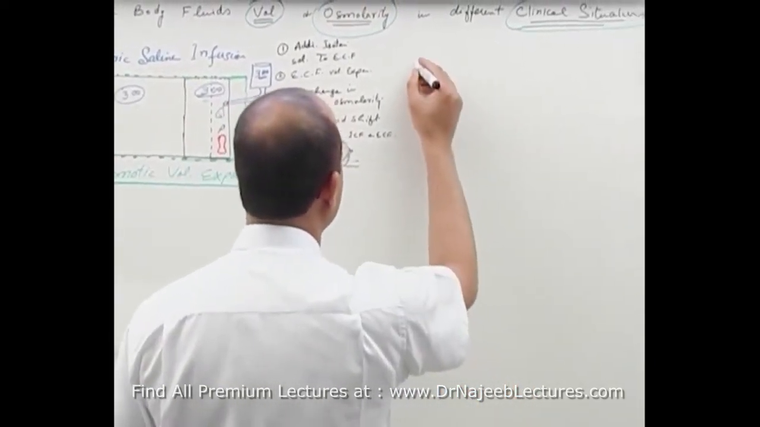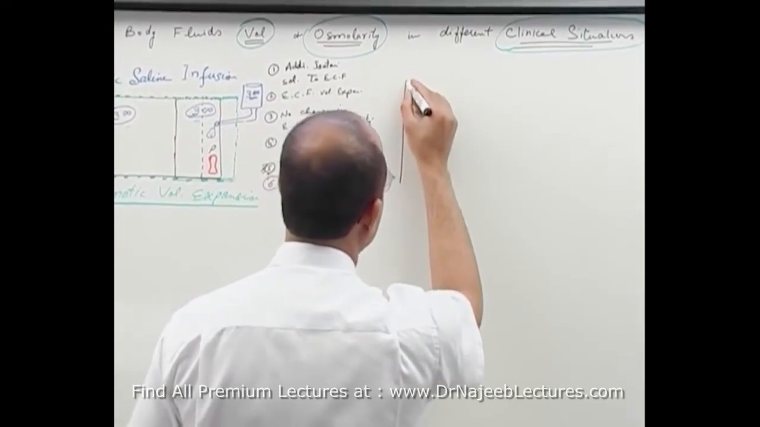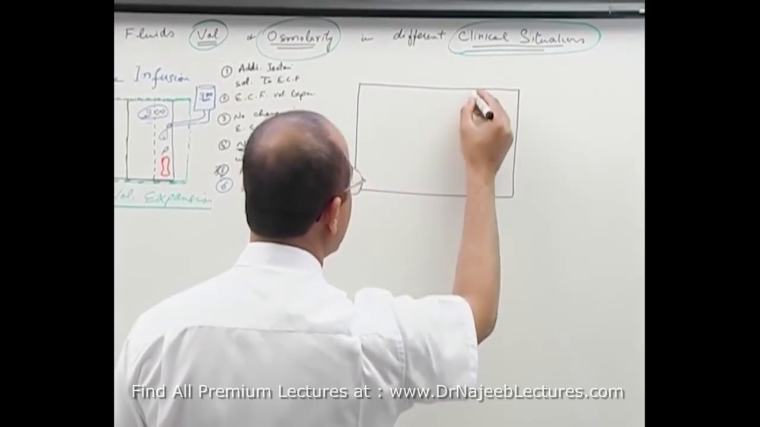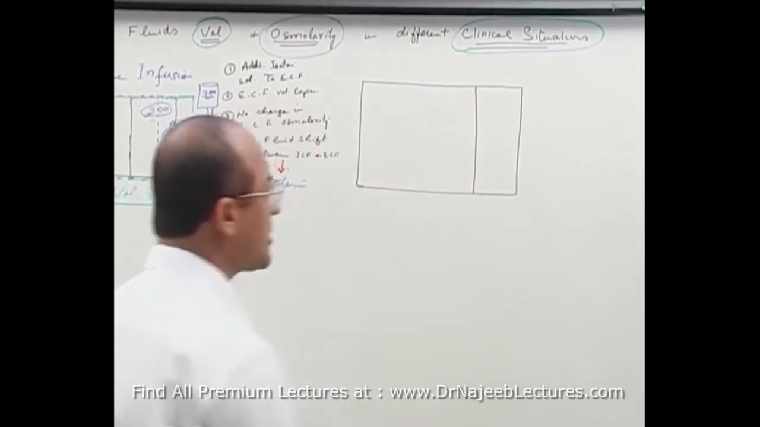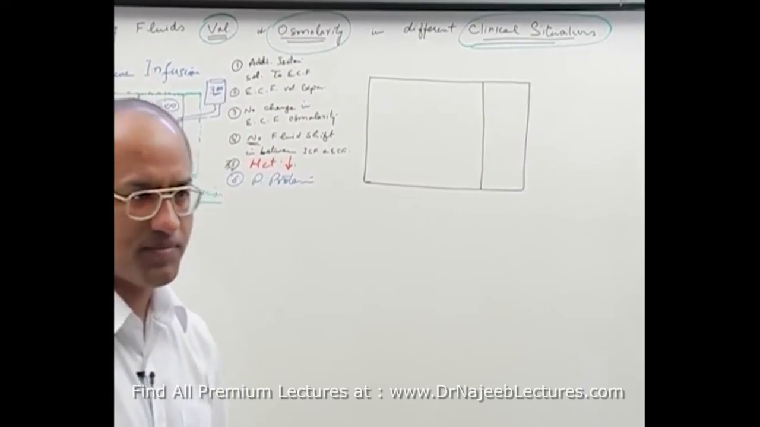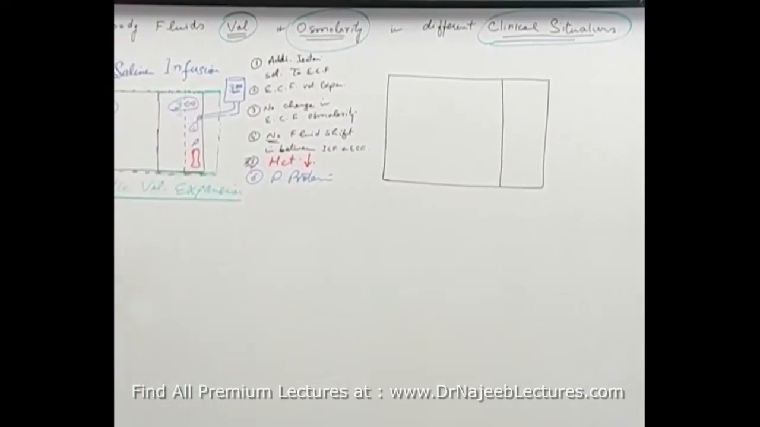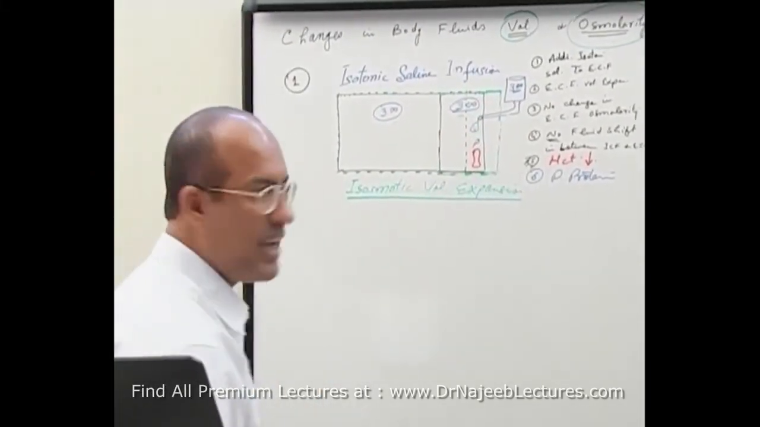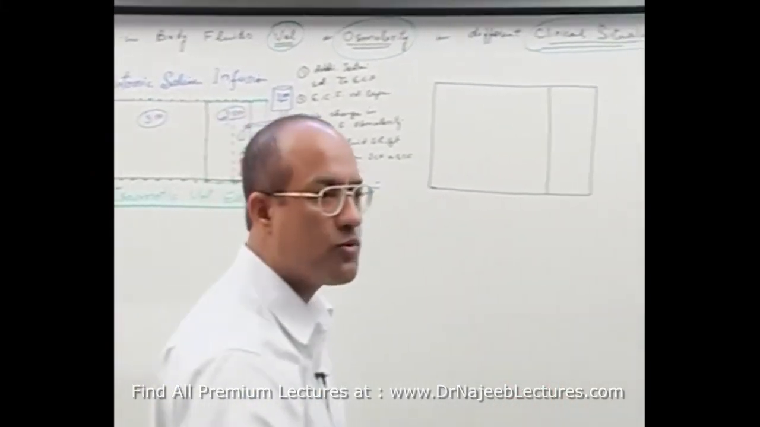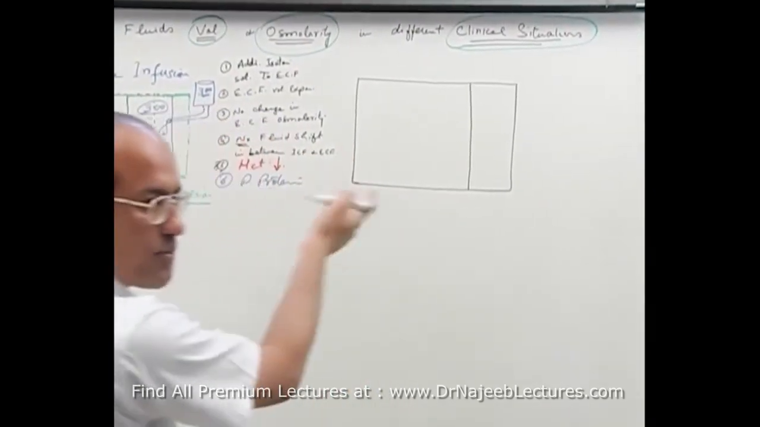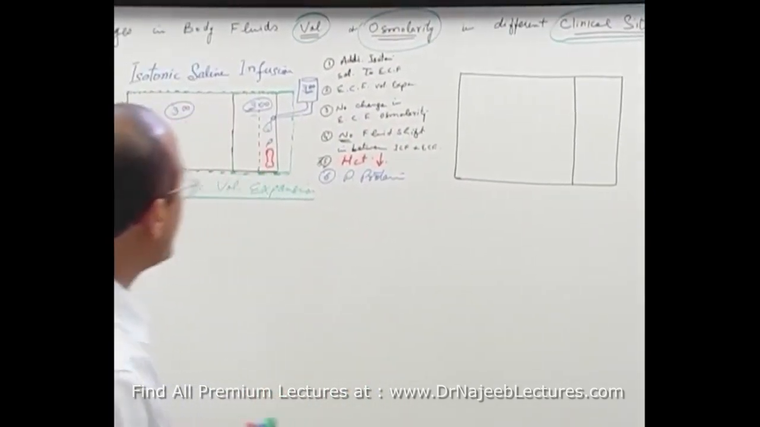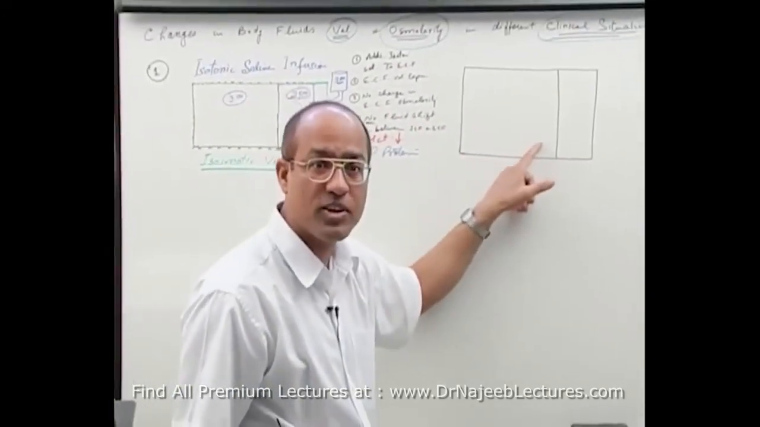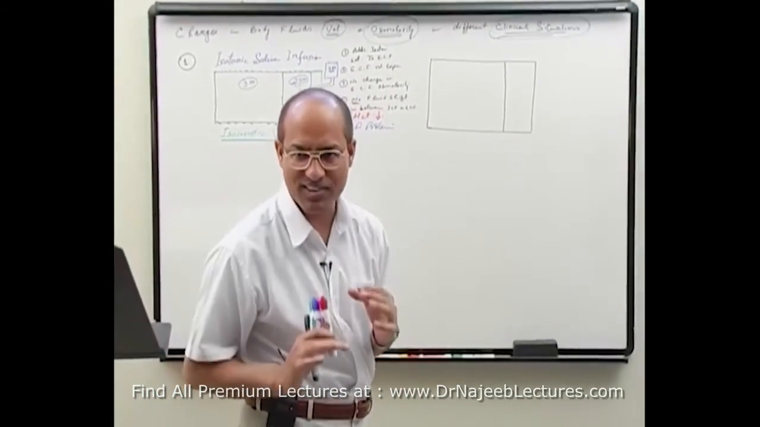and you have to use your own brains and figure out the situation. Let's suppose this is the normal situation for that person. Now this person has a trouble. Patient number one was a patient in which isotonic fluid was added. This is a patient in which isotonic fluid is lost, and we will compare both. Patient number one was where isotonic fluid was added to his body. This is going to be a patient in which isotonic fluid has been lost.